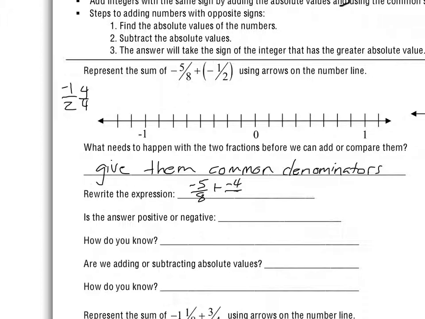negative 4 over 8. One thing to keep in mind when we're changing fractions that have their denominators, they're going to keep their same positive or negative sign. So looking at this, we should be able to immediately know whether this answer is going to be positive or negative. Go ahead and write down why you would know this answer is going to be positive or negative, where it says, how do you know?